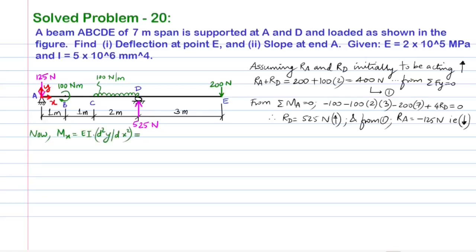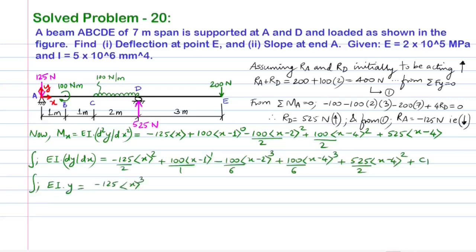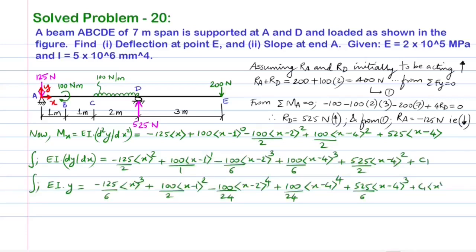The moment equation is written from the differential equation of elastic curve, valid for the entire length of the beam in the form of half range or singularity functions. We perform successive integrations with the inclusion of unknown constants C1 and C2.